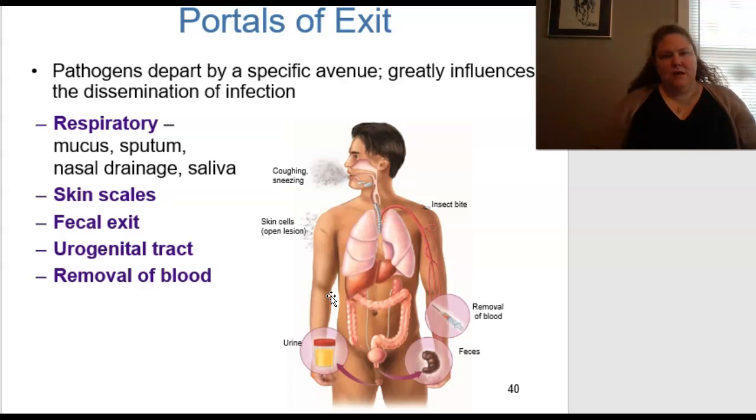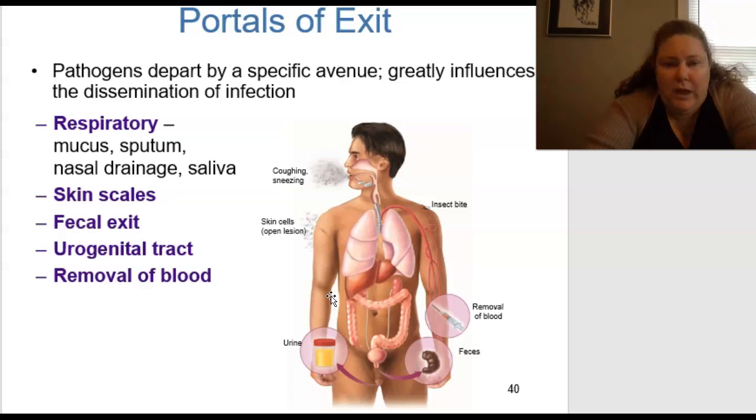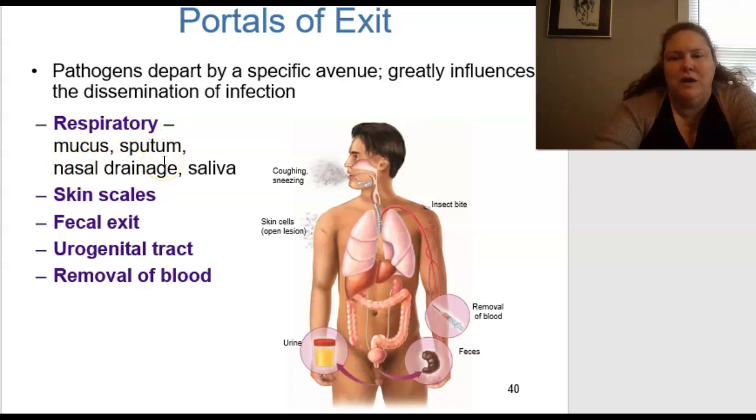What about portals of exit? Well, pathogens have to, when they come in one way, they have to go out a way too. So pathogens depart by a specific avenue, and this greatly influences the dissemination of the infection. So we have respiratory, so we're using like our lungs and stuff. So your mucus, your sputum, your nasal drainage. So if I sneeze or I cough up a hairball, just kidding, I have cats. Right, this is going to be using our respiratory system to exit.